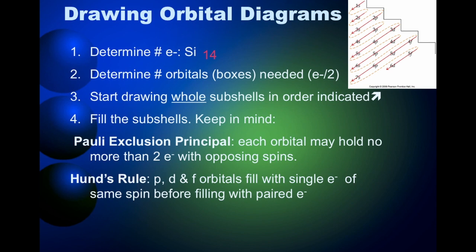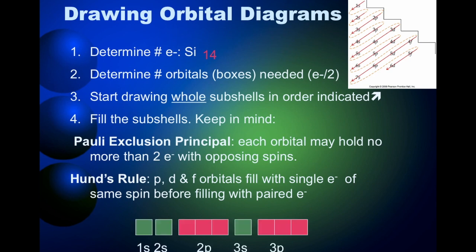All right, now we need to determine the number of orbitals, which we draw as boxes for these orbital diagrams, that are needed. So basically, more or less, we want the number of electrons divided by 2, right? Because each orbital can hold 2 electrons. So about 7 boxes. But we don't want to draw part of a subshell. So we're going to draw 3 boxes there, even though we won't necessarily need them all. We'll find out when we're done.